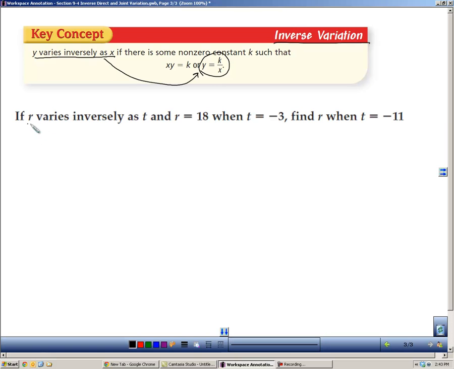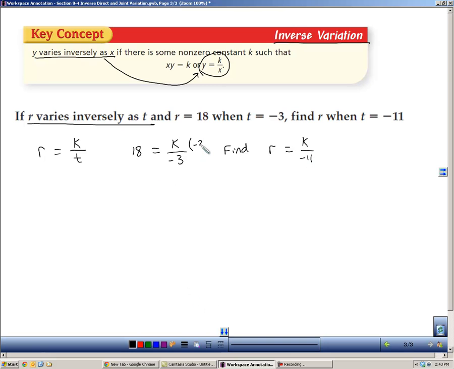So here it says r varies inversely as t. Notice we don't have y and x anymore. But that's okay. You're still going to write it as r equals k over t. So that's my inverse variation in this one. And it says r is 18 when t is negative 3. And I want to use that to find r when t is negative 11.